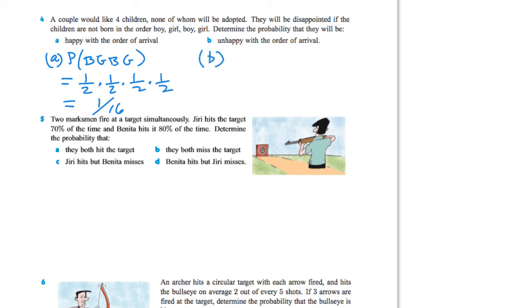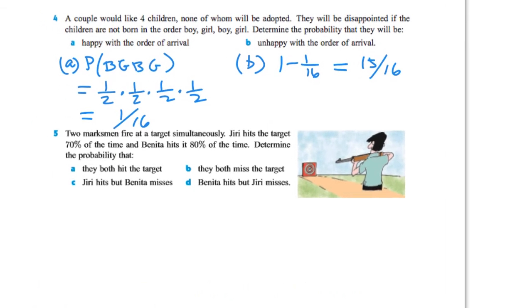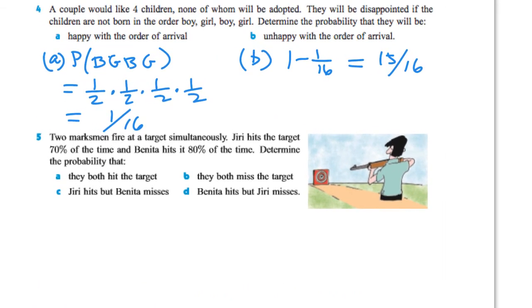So then the chance that you're unhappy, well, unhappy and happy would be complements. So you could follow that complement rule, 1 minus 1/16th. So there's only a 1/16th chance of being happy, and therefore a 15/16th chance of not being happy.